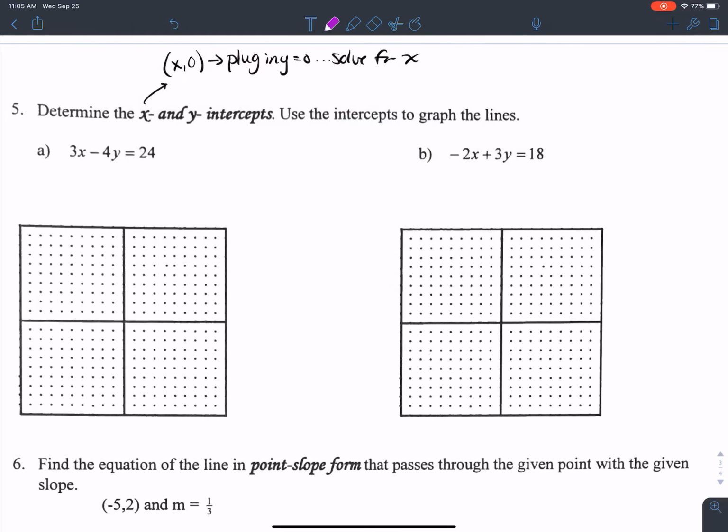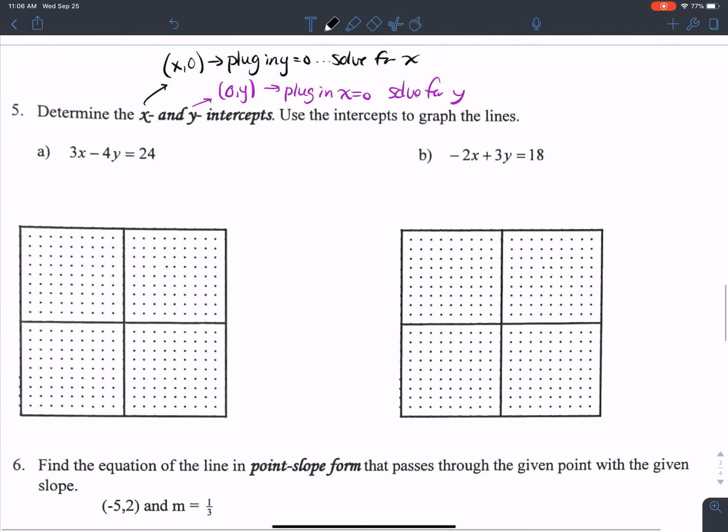And then, of course, with the y-intercept, we already know what is the y value when x is 0. So that just implies that we need to plug in x equals 0 and solve for y. Now, a lot of us can do this math in our head, per se. I'm going to show the algebra at least once.